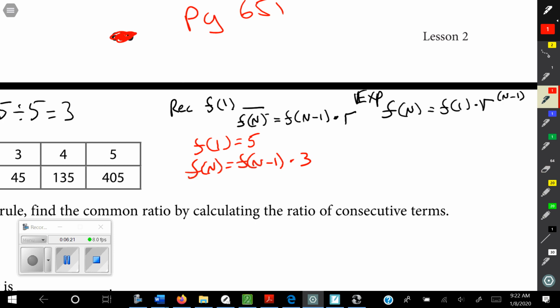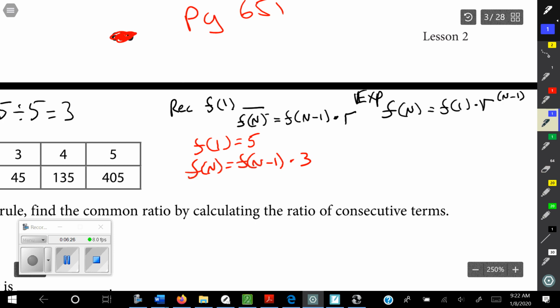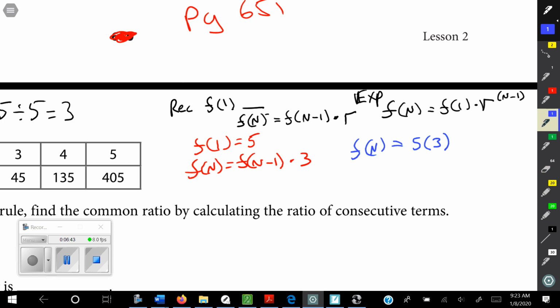Now we're going to do the explicit rule. I'll change the colors again. All right, we'll write f of n is equal to the first term, which is 5, times the common ratio. I'm going to put it in parentheses. The common ratio number is 3, raised to the n minus 1, and I'll put that in parentheses too. And that's the explicit rule. We wrote the recursive and the explicit. And that's pretty much it.